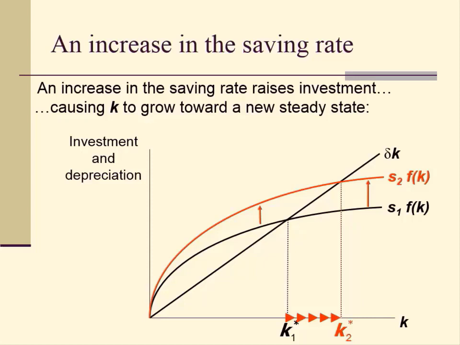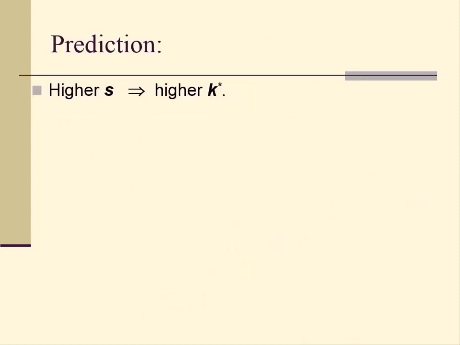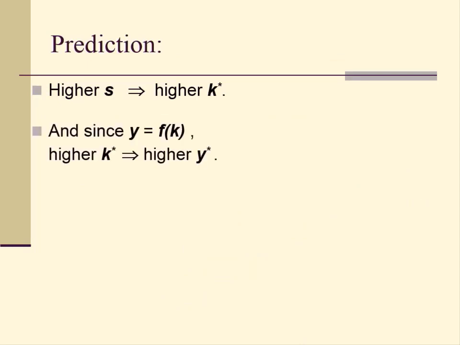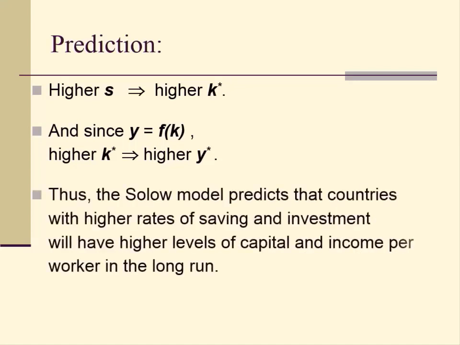The model predicts that an increasing saving rate will lead to higher capital stock per worker at a new steady state. And since Y, that is output per worker, is a function of capital stock per worker, higher K star implies higher Y star. Therefore, the Solow model predicts that countries with higher rates of saving and investment will have higher levels of capital and income per worker in the long run. That's the prediction of the model.